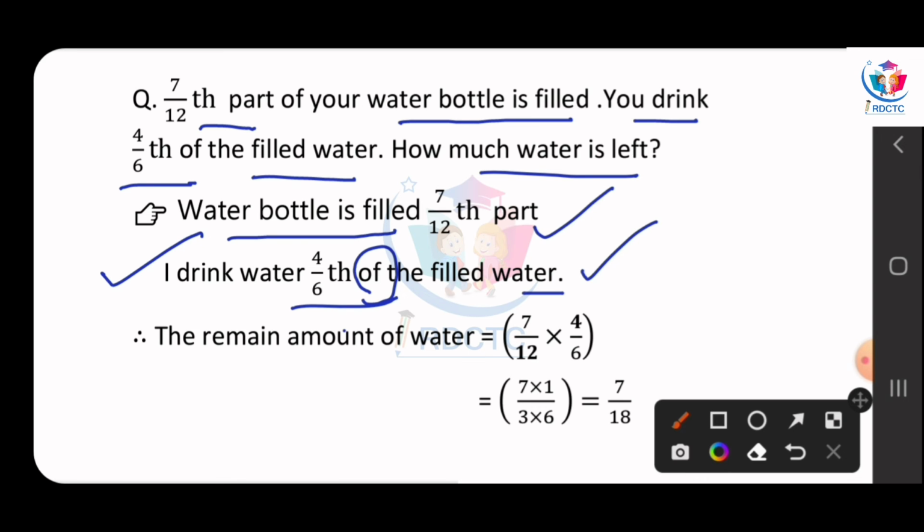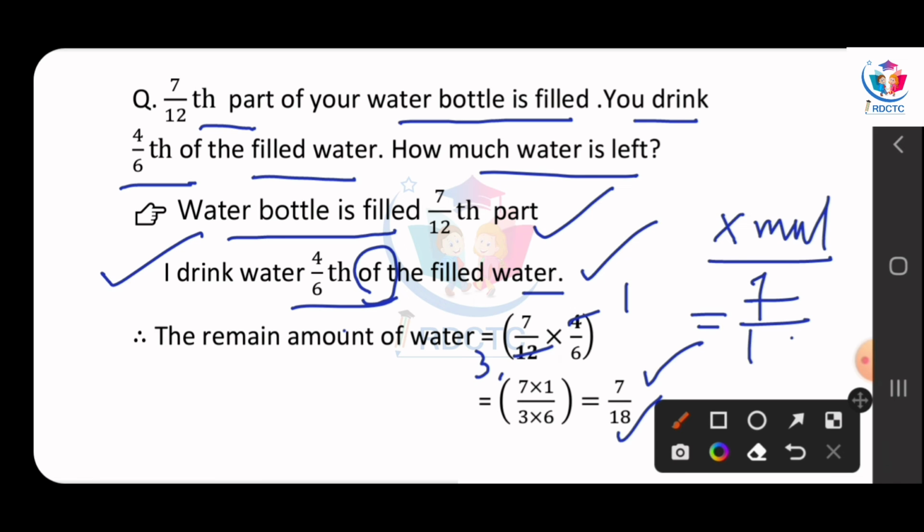Of means multiplication here. We already know that. That is why we multiply 7/12 into 4/6 and we get the divisible numbers here. We divide 4 by 4, we get 1. Now we divide 12 by 4, we get 3. Okay, 7 ones are 7 and 3 6s are 18. And the remaining water is 7/18.